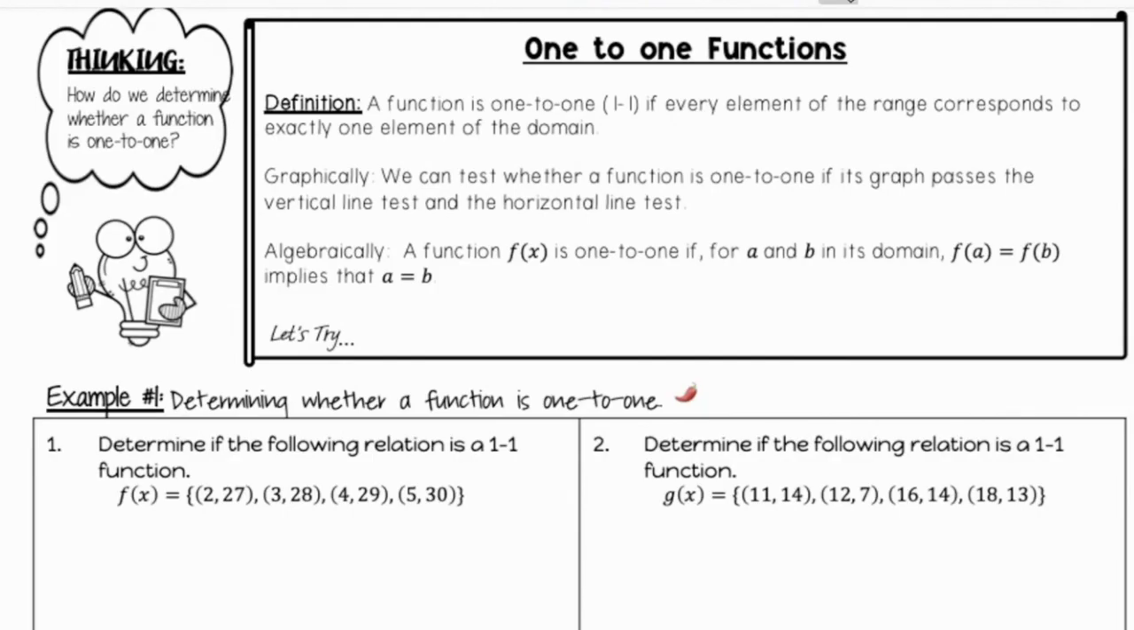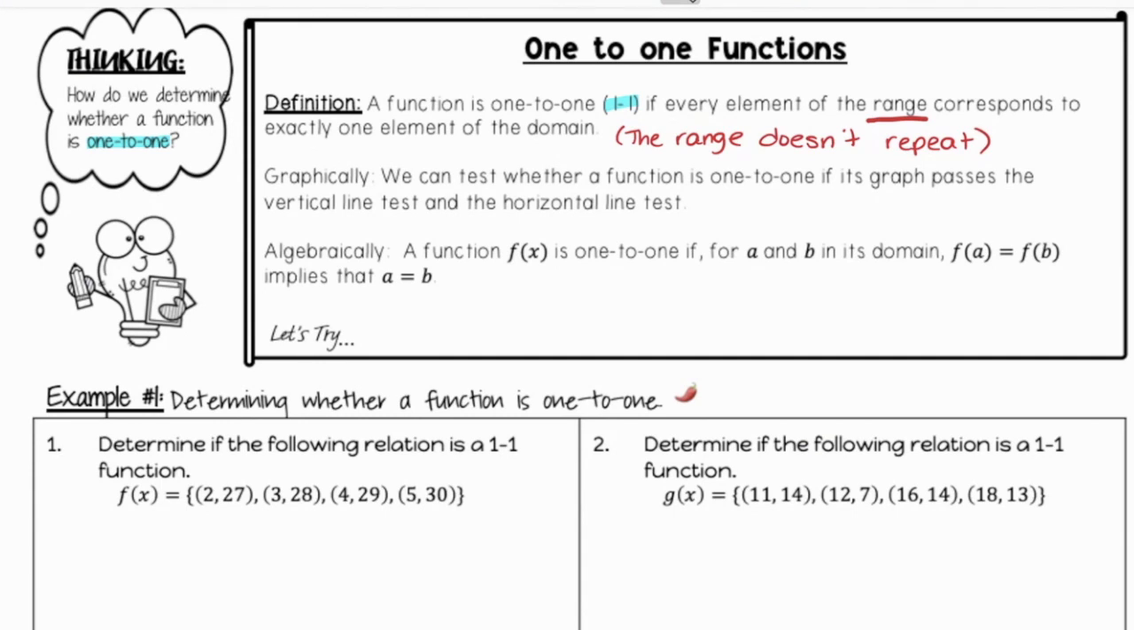So for today, what we are looking at is how do we determine whether a function is one-to-one. So we're looking at one-to-one functions. A function is one-to-one, here is the notation that I'm going to use, 1-1, if every element in the range corresponds to exactly one element of the domain. What we are going to be looking for is the range doesn't repeat when we are dealing with one-to-one functions.